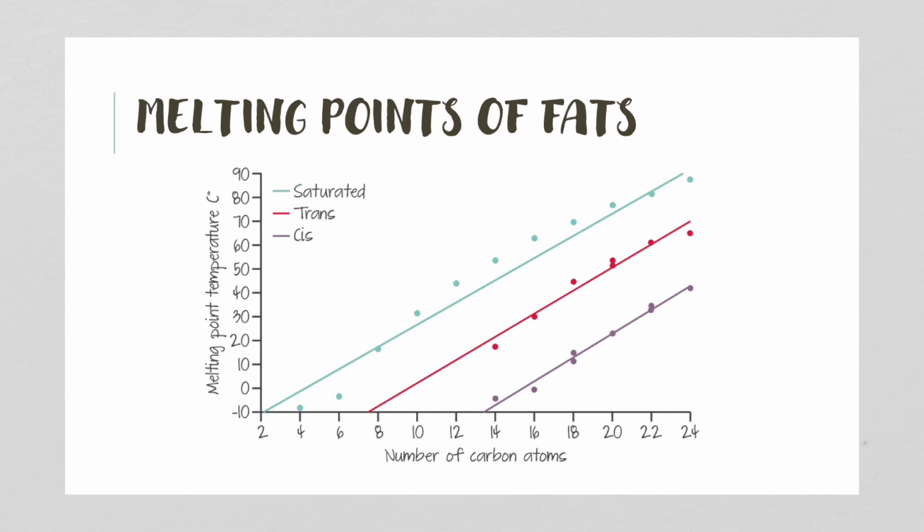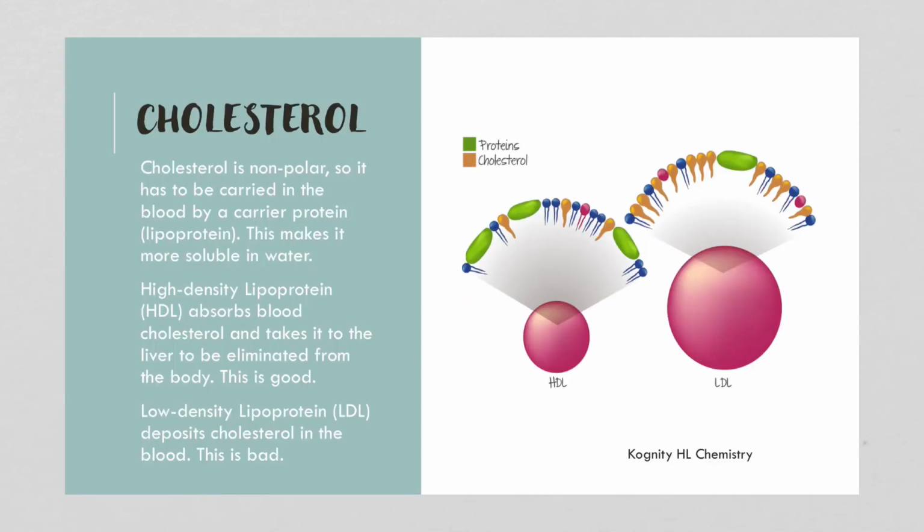This graph is from our textbook, and it shows you the melting points of the three. So saturated fats have the highest melting point, trans fats are in between, and then cis fats have a much lower melting point. But you can see even for all three, as the number of carbons increases, the melting point also increases. So even though unsaturated fats have low melting points, they still do rise as the length of the chain gets longer.